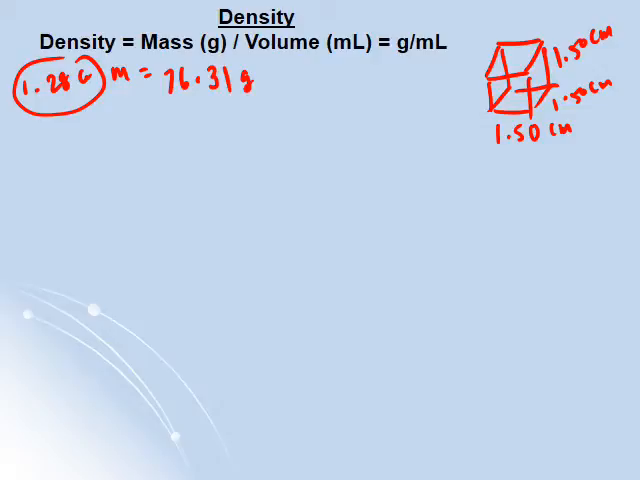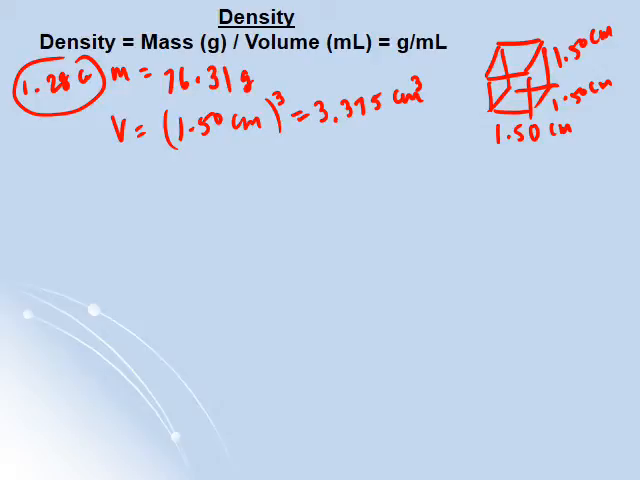So in case of a cube, it's the same side length, so the volume would be given by 1.50 centimeter cubed. That means 1.50 times 1.50 times 1.50, and that gives 3.375 centimeter cubed. Make sure you understand what centimeter cubed means. Centimeter cubed means you multiplied centimeter 3 times. So now we got the volume of 3.375.